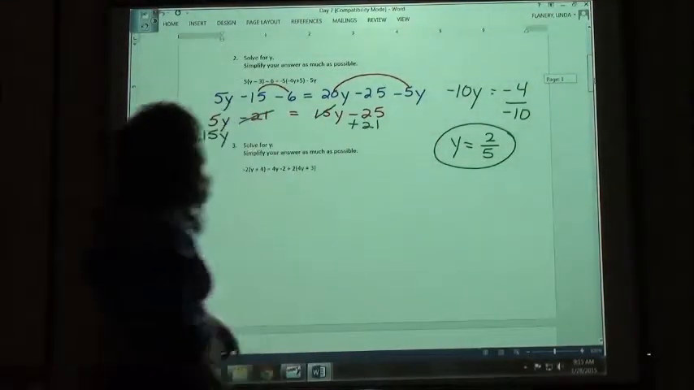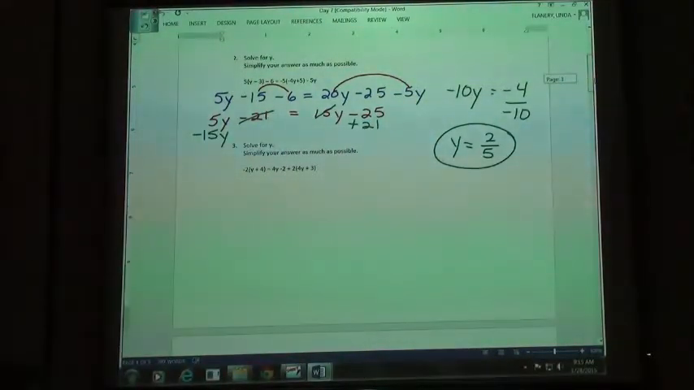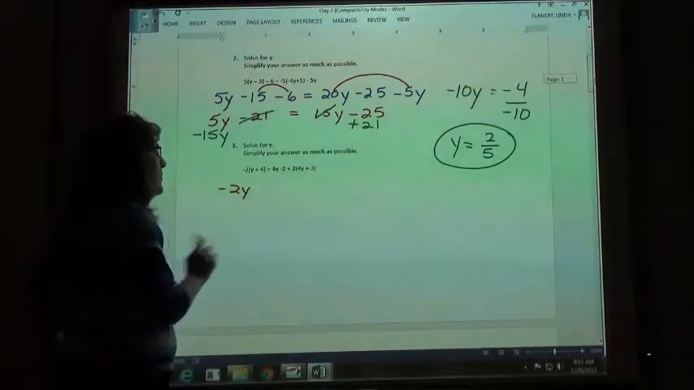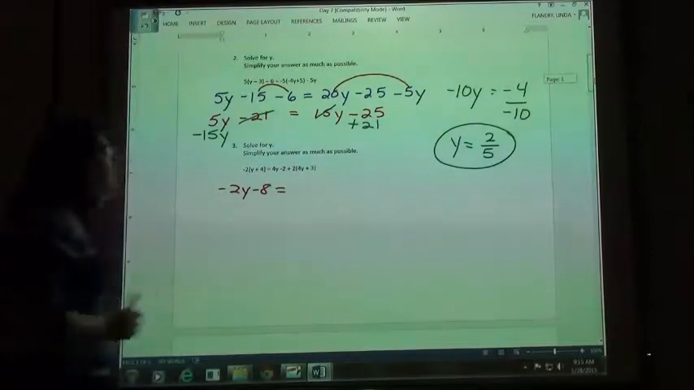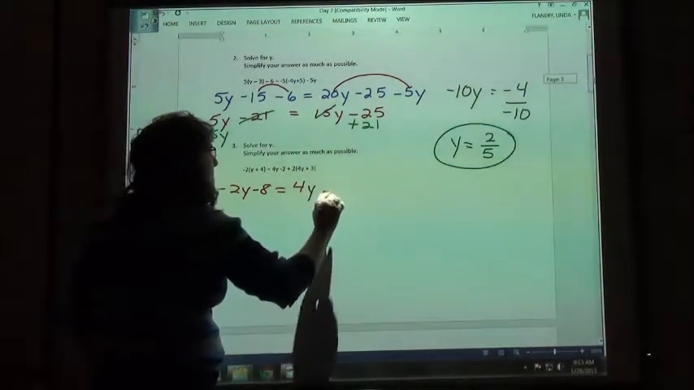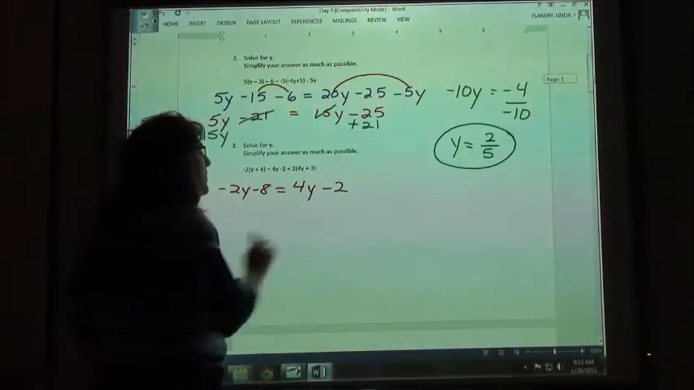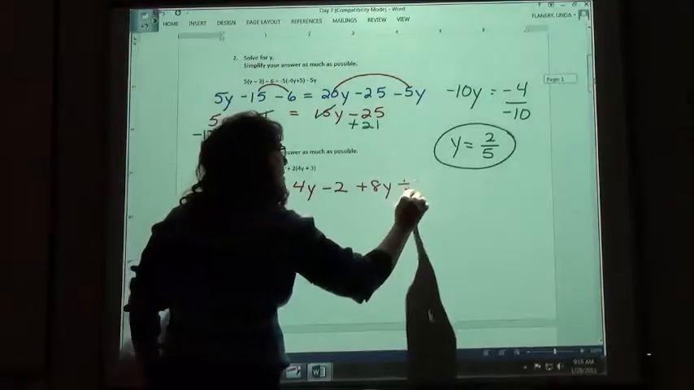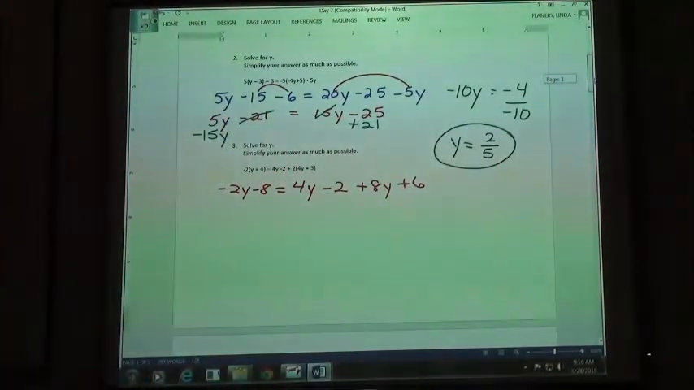So number 3, I could let you guys help me with this one. If I get rid of my parentheses there on the left-hand side, I would have what? Negative 2y minus 8. Minus 8. And on the right side, 4y minus 2 plus 8y plus 6. Plus 6, exactly. So negative 2y minus 8 equals 4y minus 2 plus 8y plus 6.